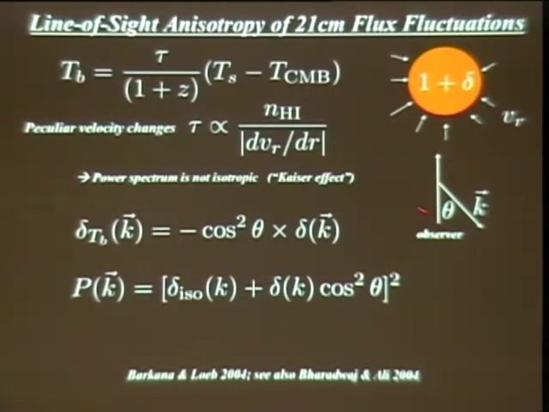And we can measure how the brightness temperature changes in three dimensions, as I mentioned. So that allows us, in principle, to find the effects of peculiar velocities that are induced by gravity, which is very important because the isotropic component of the power spectrum is not only sensitive to gravity, but it's also sensitive to astrophysics, complicated astrophysics.